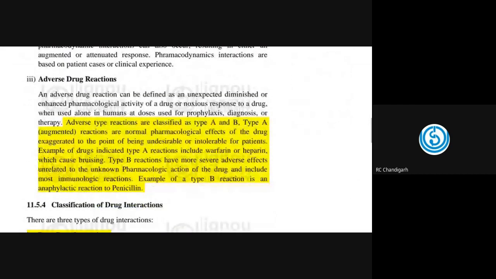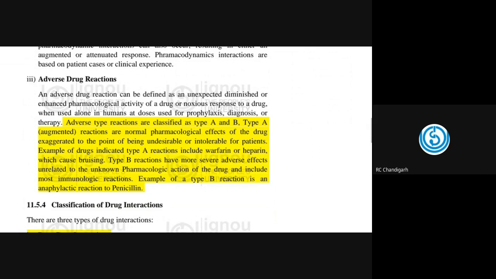Now, adverse drug reactions. Adverse reactions are classified as type A and type B. Type A or augmented reactions are normal pharmacological effects of the drug exaggerated to the point of being undesirable or intolerable for patients. Examples of drugs causing type A reactions include warfarin or heparin, which cause bruising.